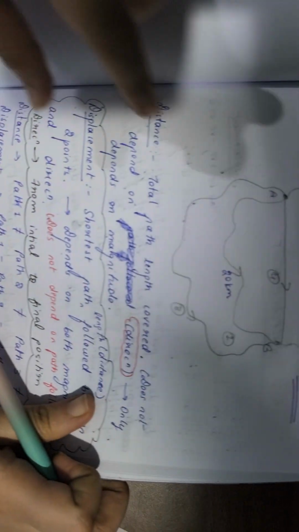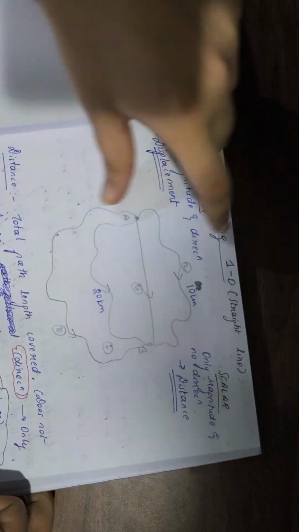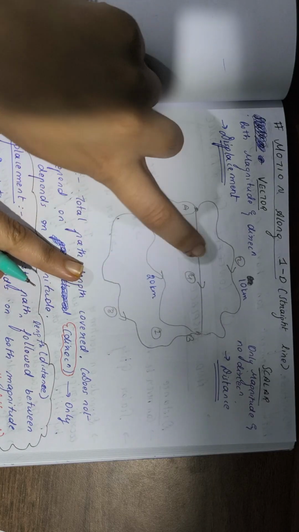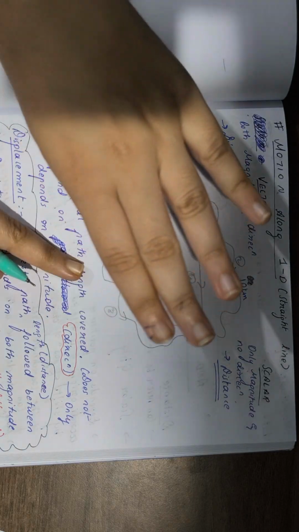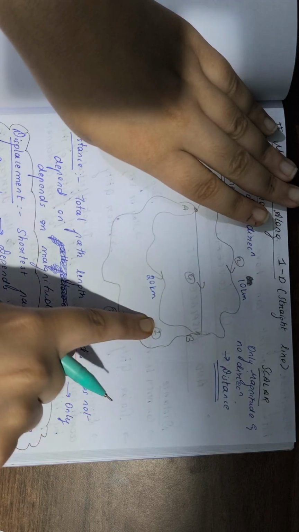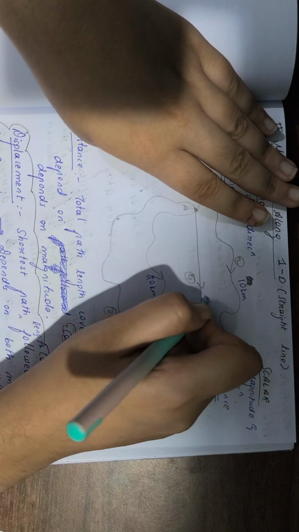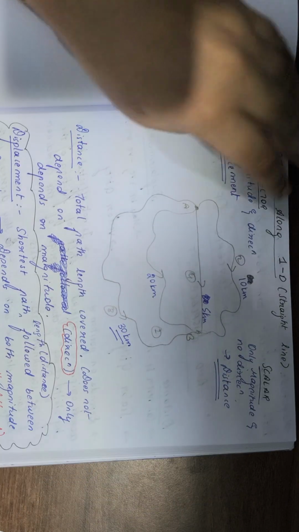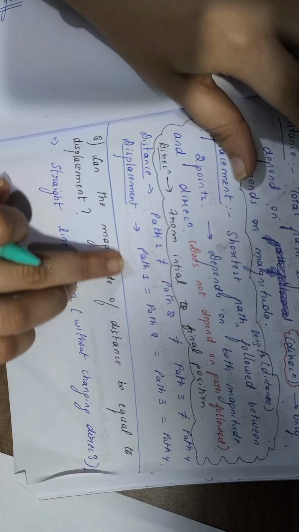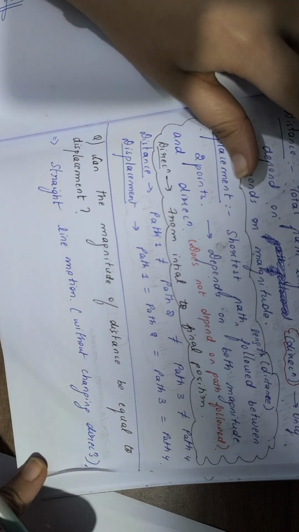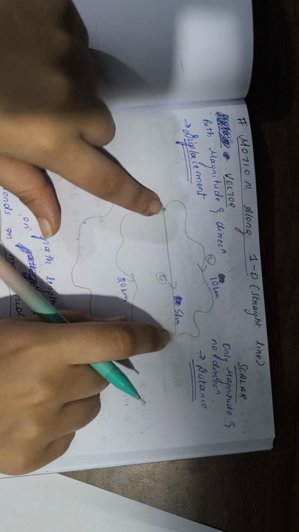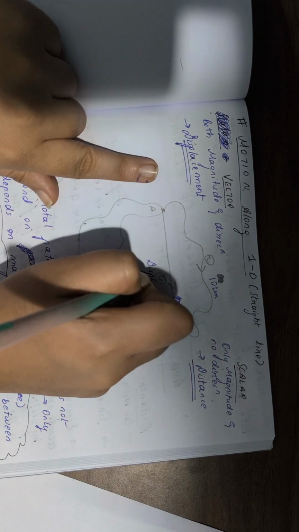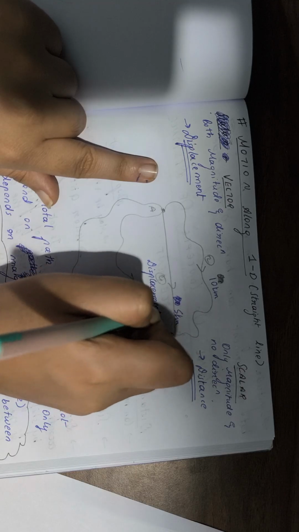Now from this example, you can see that the distance of path 1, path 2, path 3 and path 4 is different. This could be 10 kilometers, this could be 20 kilometers, this could be 30, this could be 5 kilometers, and this could be 30 kilometers. But if you see, the displacement of path 1, path 2, path 3, path 4 is the same, because that is basically the shortest path between the initial and final point. Here path 4 will be the displacement, because this is the shortest path.